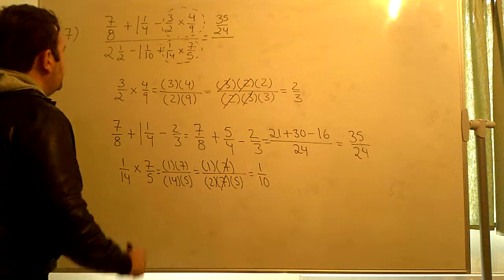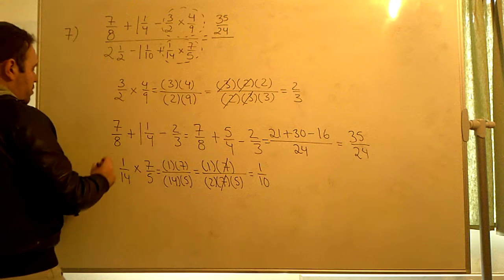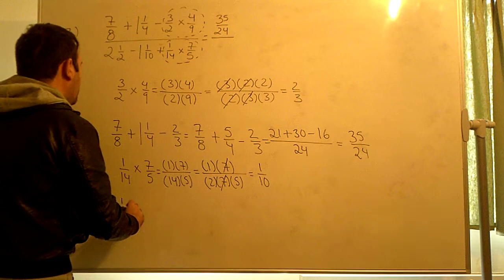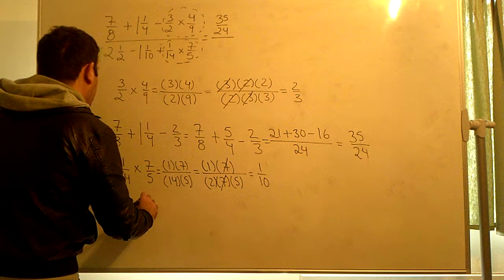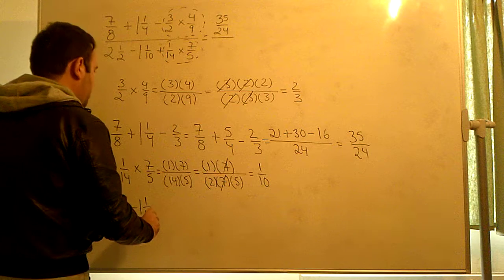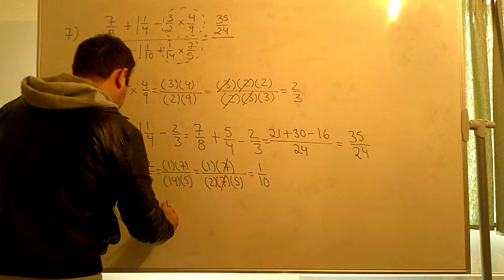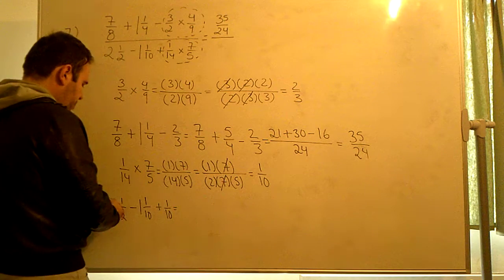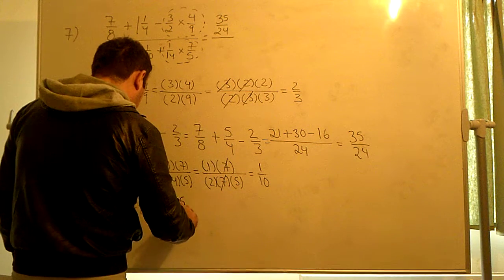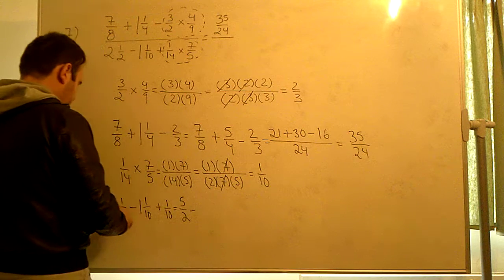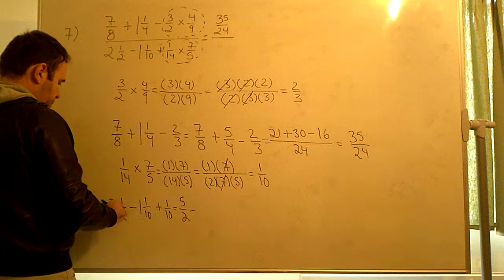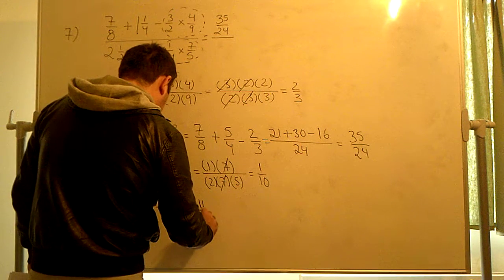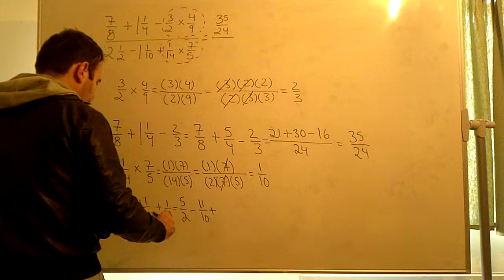So now we need to simplify the denominator. So we will have 2 integers and 1/2 minus 1 integer and 1/10 plus 1/10. So 2 times 2 is 4 plus 1, 5/2 minus 10 times 1, 10 plus 1, 11/10 plus 1/10.